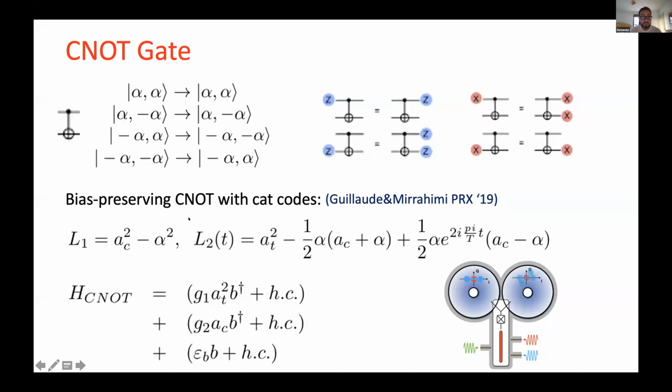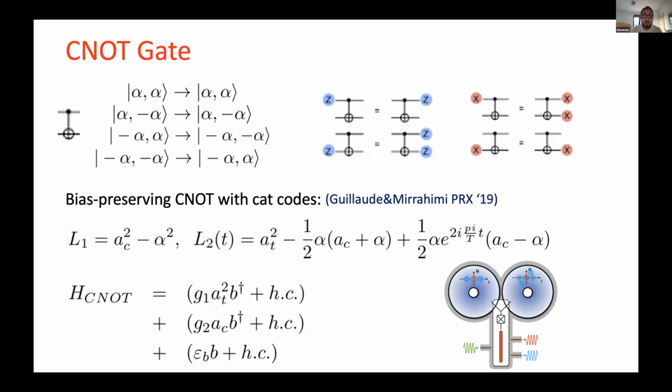So what you do, you have this two-photon dissipation that I mentioned before, right, on one of the cavities, and in the other cavity you have a two-photon dissipation, but that rotates. So if the first cavity is in alpha, then this term disappears and you just have a normal two-photon dissipation, nothing happens, right, because that's what the CNOT should do. But if the first cavity is in minus alpha, then now you have a two-photon dissipation that rotates in time, right? It maps alpha to minus alpha and vice versa. So then you have a NOT operation. So if you can have this dissipation, you do implement a CNOT, and you can show it's bias preserving.